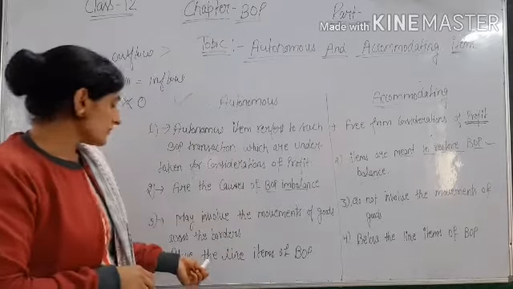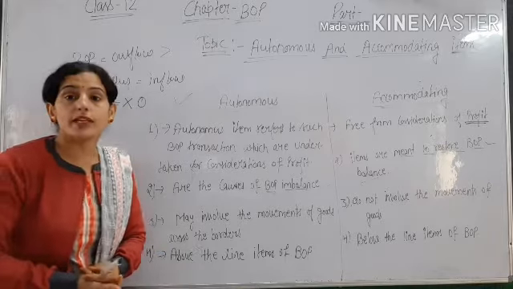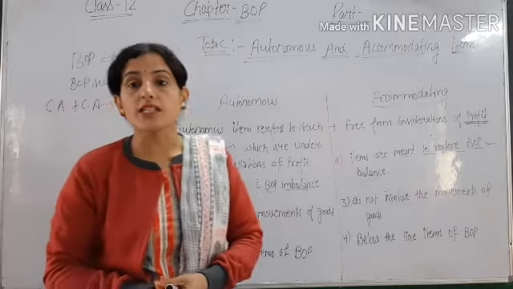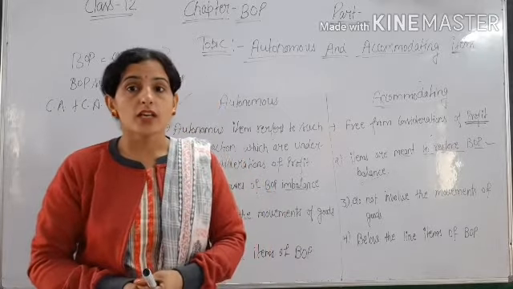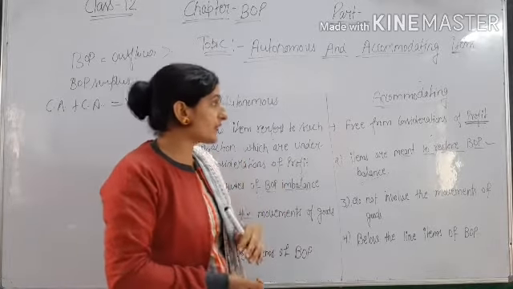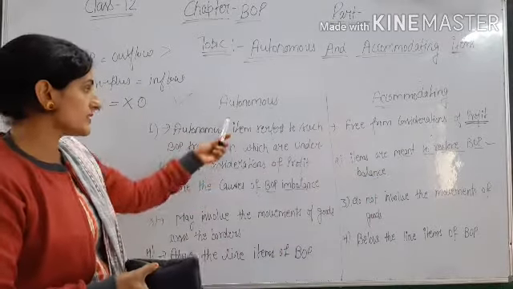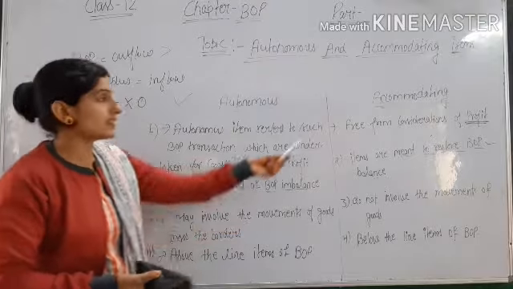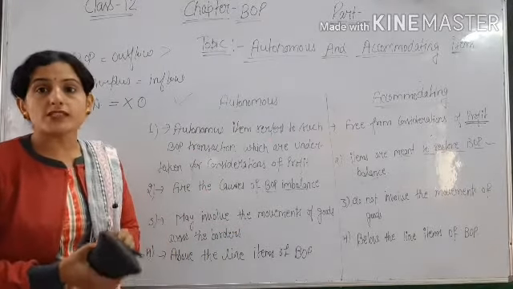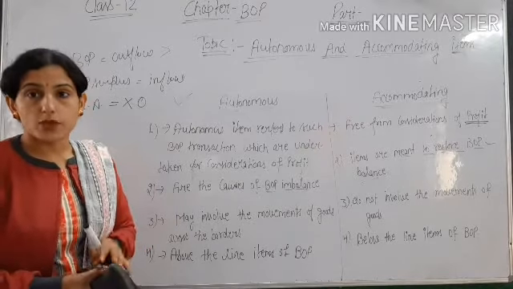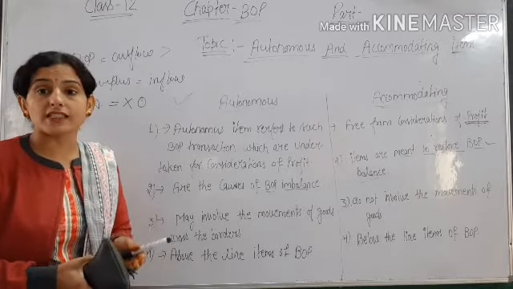Autonomous items are called above the line items in BOP, and accommodating items are called below the line items in BOP. Okay, so this is the main difference between autonomous and accommodating items. This is an autonomous item and these are accommodating items. That is what type of items are included in BOP, balance of payment, and for what purpose these items are included.